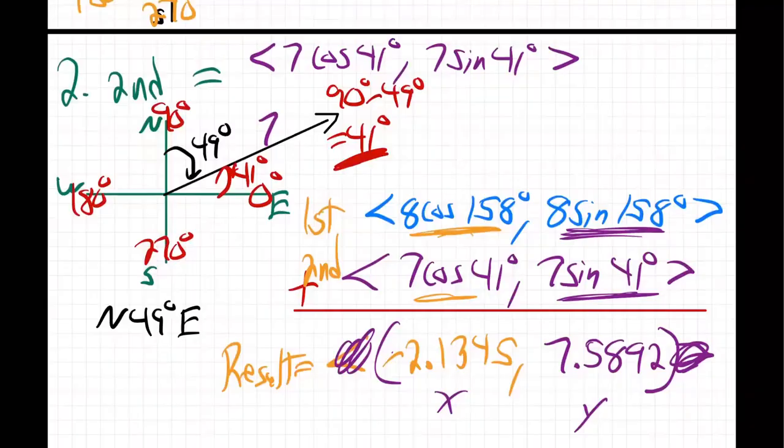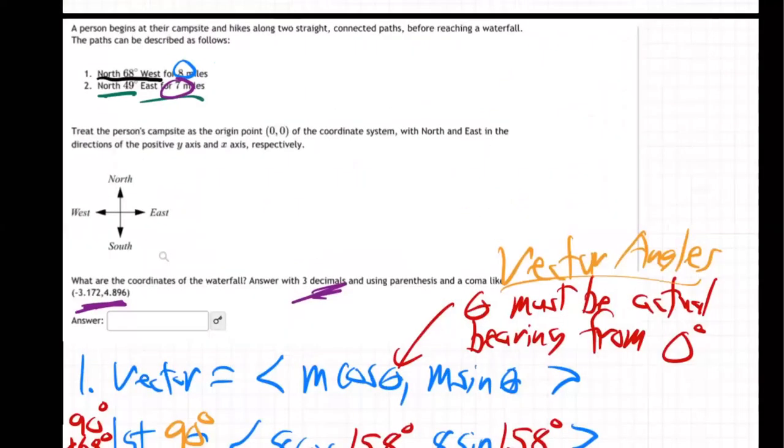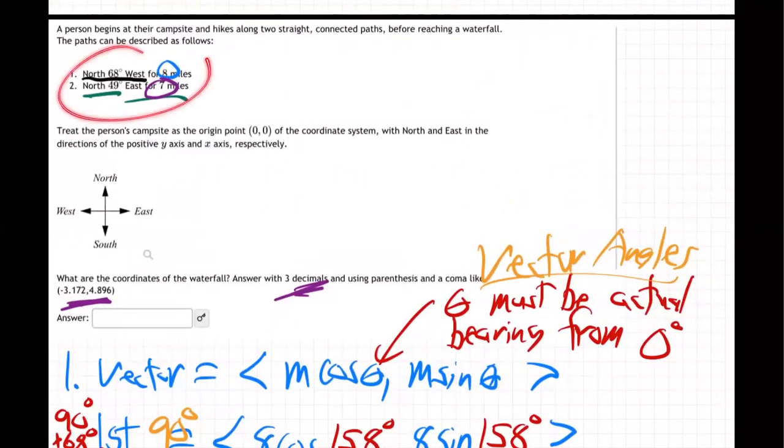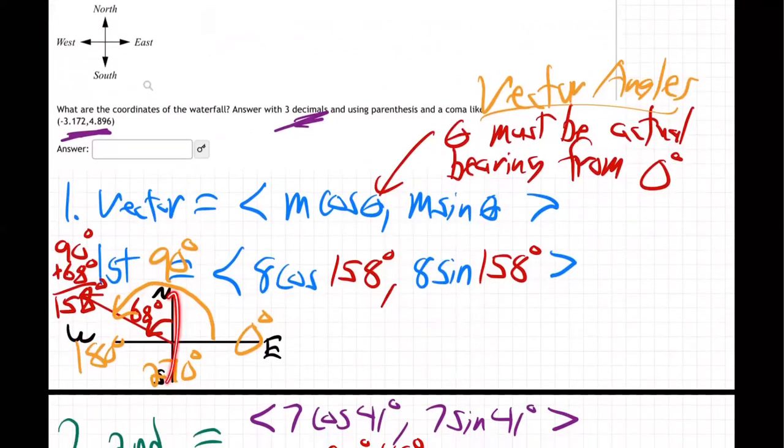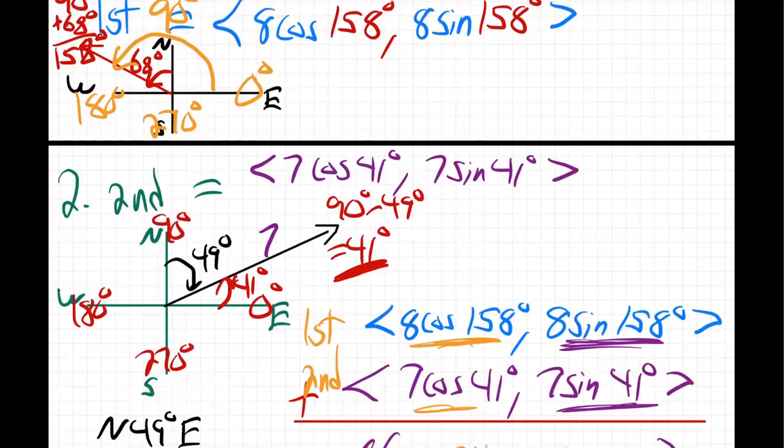So again, recapping, how do we do this problem? Well, when they give you a couple of directions, just turn them into vectors and add them together. How do you turn it into a vector? Well, you got to draw. So when it says north 68 west, you got to find the actual angle. So that was 90 plus 68, it's 158. And then it's 8 cosine 158, 8 sine 158. Second vector, same thing. They gave us north, but 49 to the east. So then I figured out that's actually a 41 degree angle from 0.